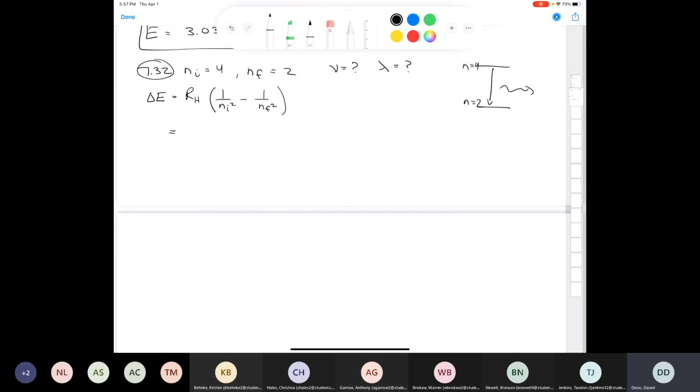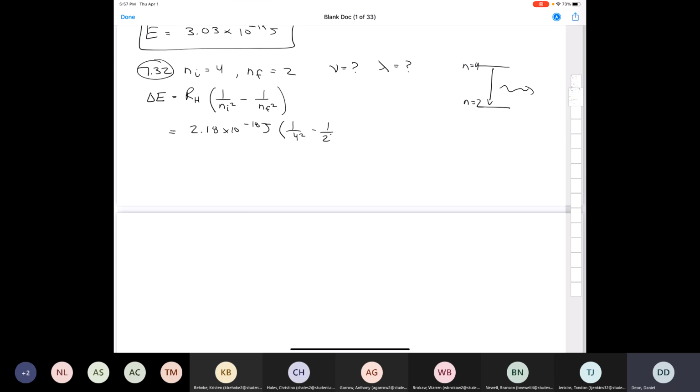It says RH, the Rydberg constant for the hydrogen atom, has a value of 2.18 times 10 to the negative 18 joules. So we have 2.18 times 10 to the negative 18 joules. And the sign of that constant, which is positive, has some significance. Let me show you what I mean. When you take 1 over the n initial, which was 4, 1 over 4 squared, subtract 1 over 2 squared, that means you're taking 2.18 times 10 to the negative 18 joules, and you have 1 over 16 subtract 1 over 4.